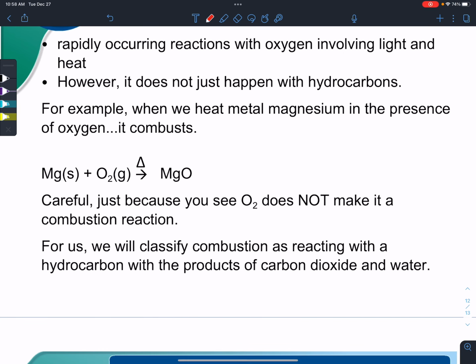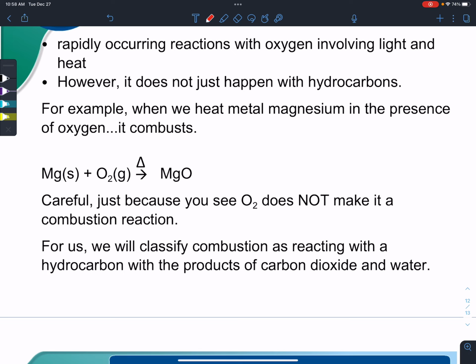There are some other instances where combustion happens without a hydrocarbon. So for example, we've done this previously on like the first day of school and some labs where you take magnesium and you put it in the presence of heat and it reacts with oxygen to form a really, really bright light. That is combustion, okay? So you do have some combustion reactions without the O2, without the CO2 and all of that.